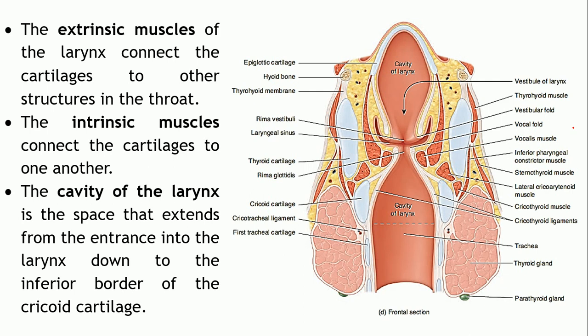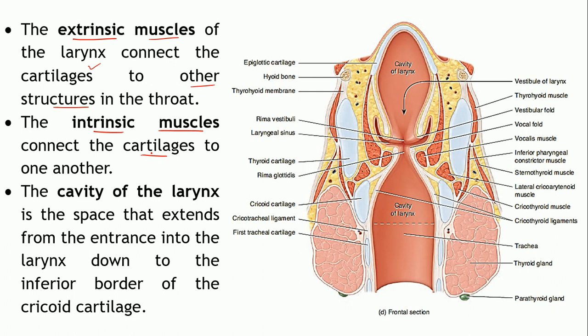Okay, now apart from these cartilages, there are several types of muscles, okay, which are connecting the larynx to the structures which are associated with it in the throat. So also there are certain muscles which will attach these different cartilages to each other. Okay, so accordingly these muscles are of two types, the extrinsic muscles. So these are the ones which connect the larynx, the cartilages of the larynx to the other structures in the throat. Whereas the intrinsic muscles, these will connect these cartilages with each other.